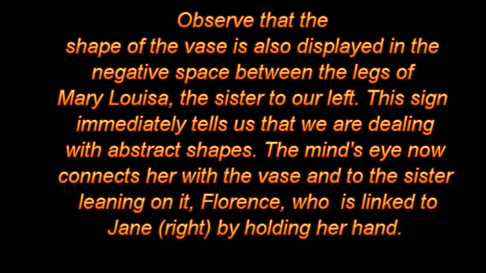Observe that the shape of the vase is also displayed in the negative space between the legs of Mary Louisa, the sister to our left. This sign immediately tells us that we are dealing with abstract shapes. The mind's eye now connects her with the vase and to the sister leaning on it, Florence, who is linked to Jane on the right by holding her hand.